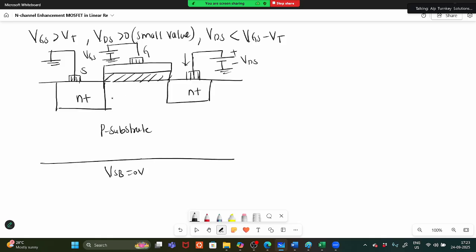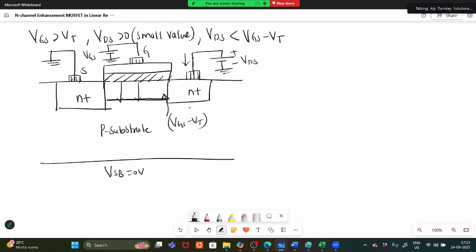So there is a channel, a uniform channel. The channel exists with a certain depth. How much depth? I told you, the overdrive voltage. What is the overdrive voltage? VGS minus VT. The channel exists with a depth of VGS minus VT.